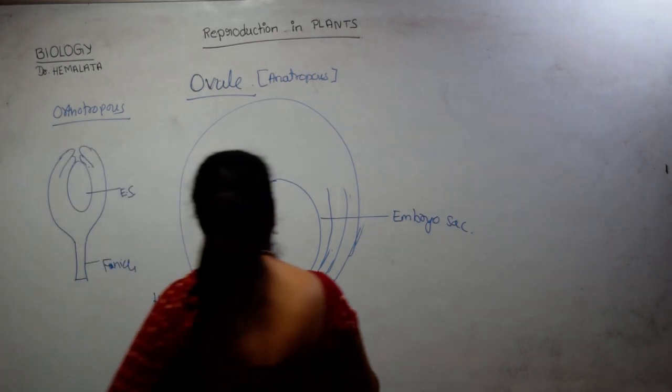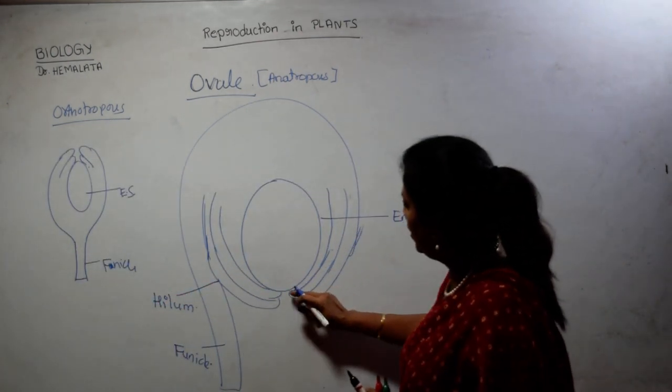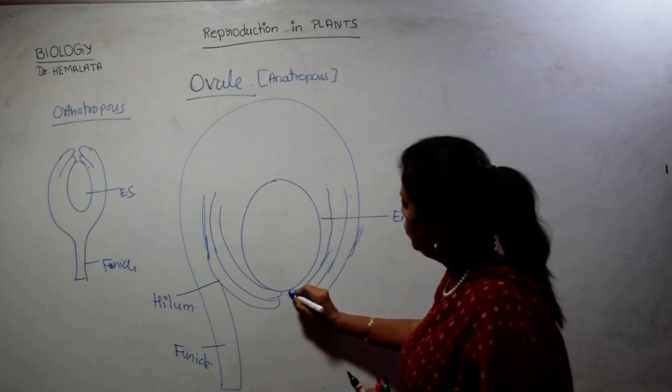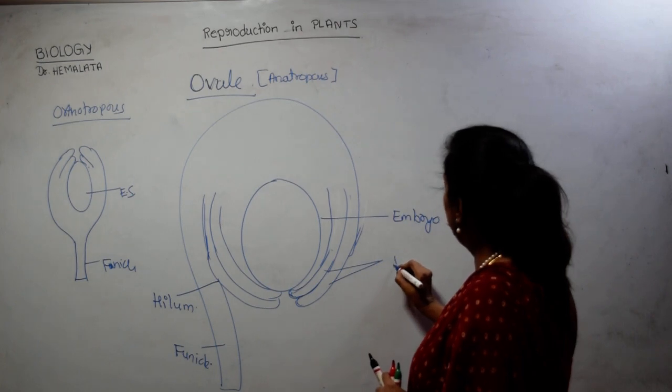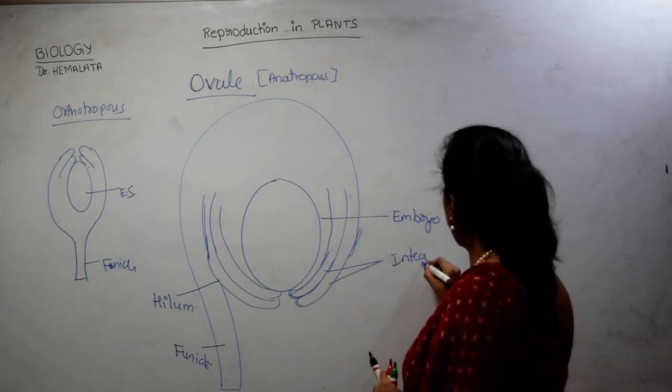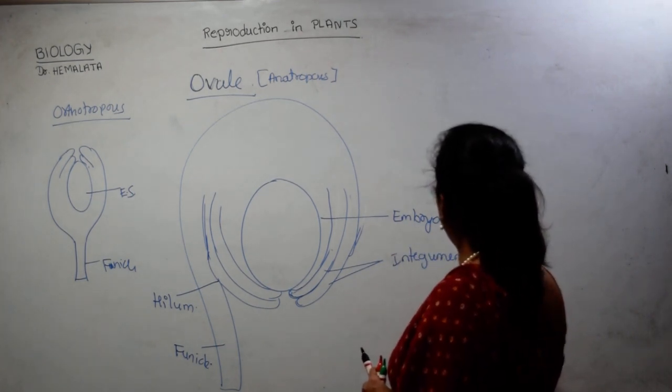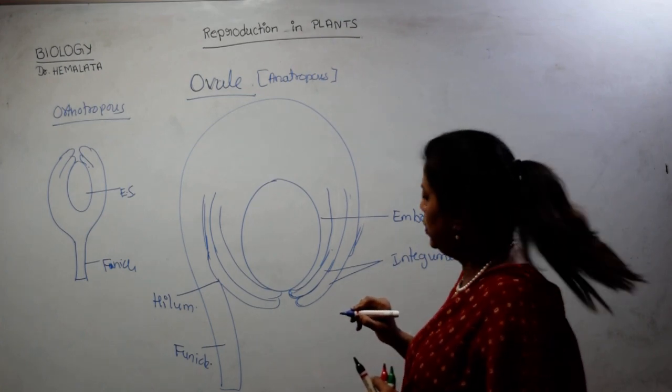And then these are the membranes. I told you the coverings are here. This is one covering, this is another covering. These are called integuments. These are the integuments. They are coverings of the embryo sac.